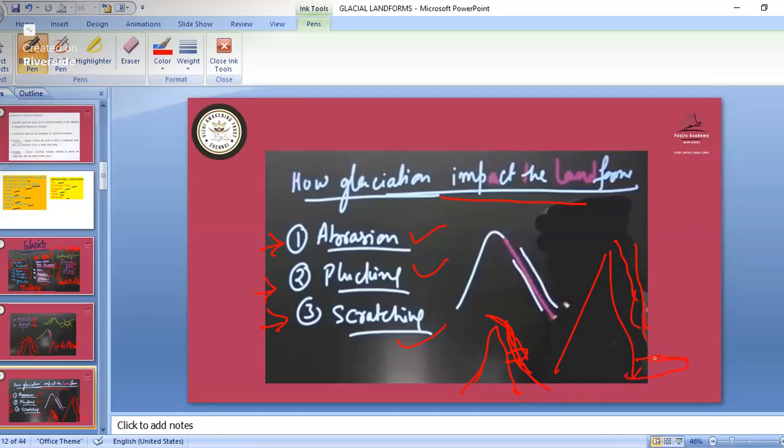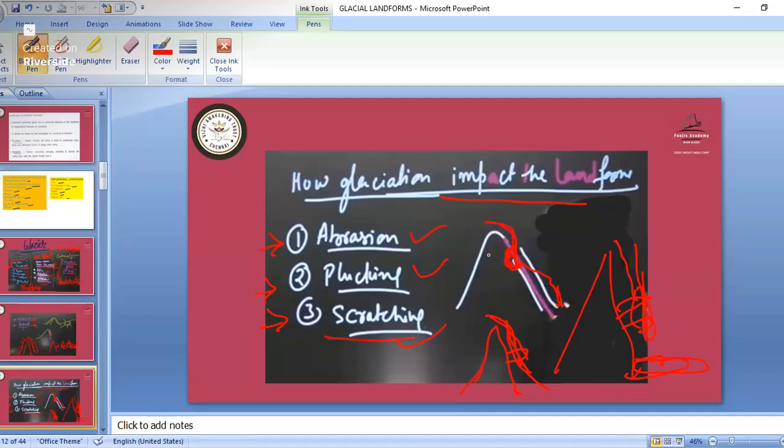So here it will erode some materials, or if some materials are there, okay. So from here part also it will be eroding. So there we have the abrasion process. Then similarly we have the plucking. Now when these glaciers are moving down, when it is melting, so what will happen? It might pluck some materials from this particular mountainous part, and it will erode this particular part, and it might give us shape. So there we have the plucking. Then we have the scratching.